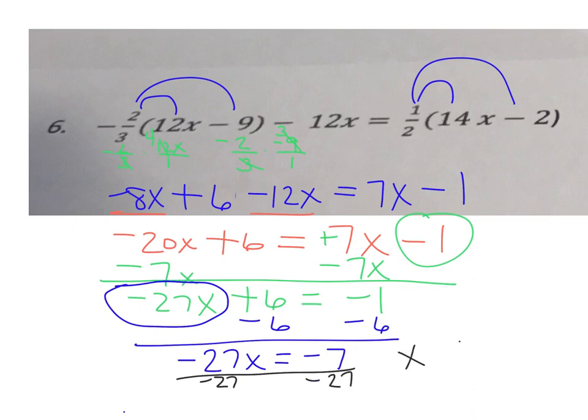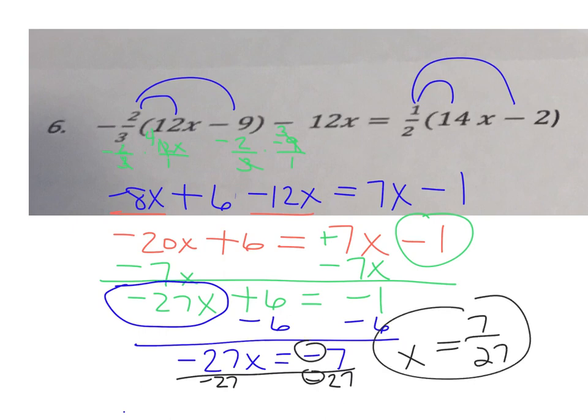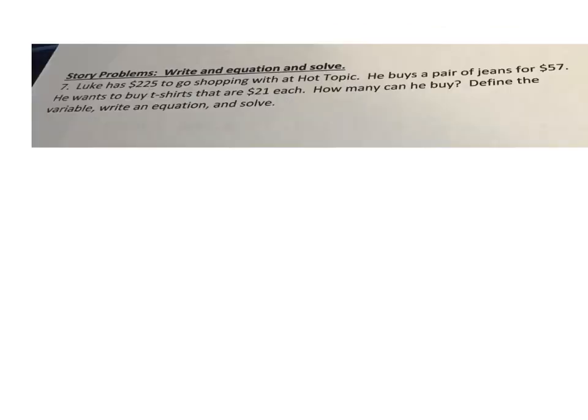Okay, nothing simplifies except for the two negatives. So my answer is just 7/27. Yep, it does look like we had a lot of fractions in this homework, but that's what happens when we are doing equations. All right, next problem.